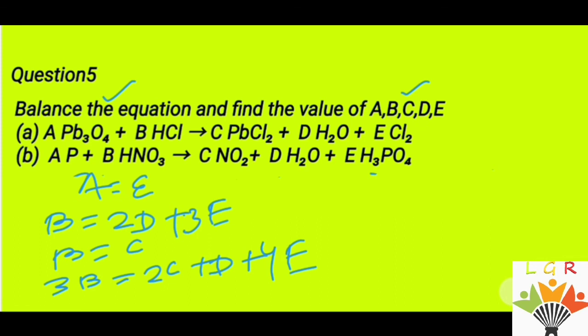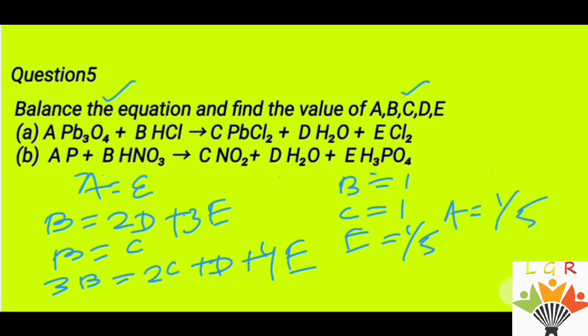Then what are the values of A, B, C, D you will get after solving the equations? You can see B comes the maximum number of times. So let's take the value of B equal to 1. After using B equal to 1, you will get the value of C equal to 1, the value of E equal to 1 by 5, the value of A equal to 1 by 5, and the value of D equal to 1 by 5. Is it clear, children?